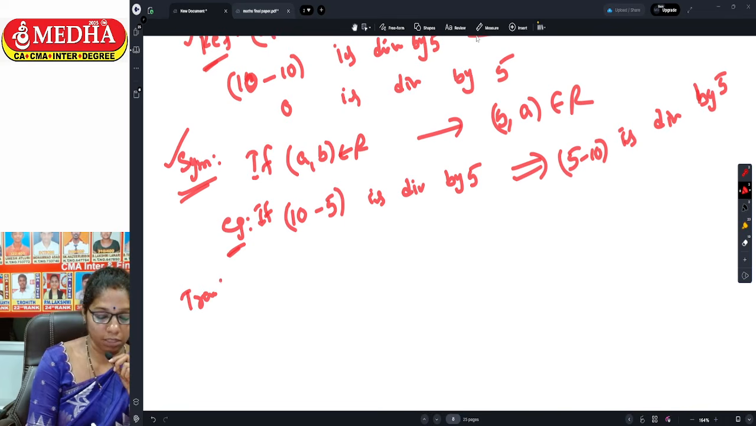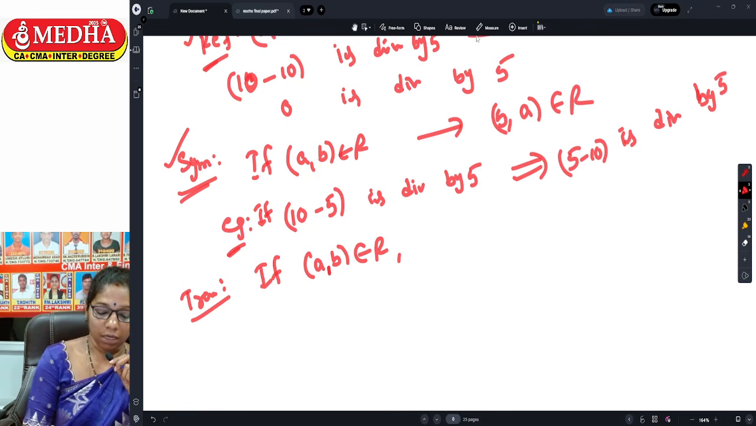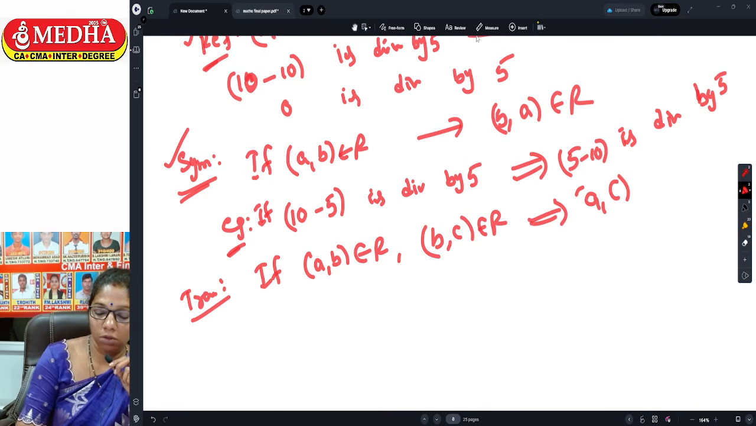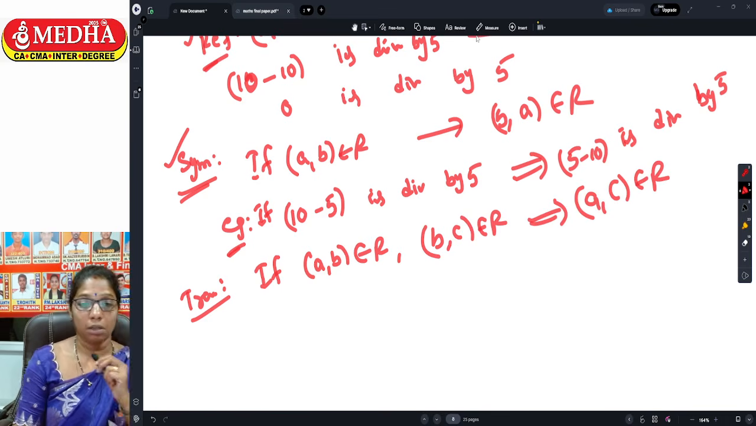And then transitive అండి. What is transitive relation? Transitive relation is if a comma b belongs to R and b comma c belongs to R, then a comma c belongs to R. If these two happen, a comma b belongs to R, b comma c belongs to R, then a comma c belongs to R and prove చేయాలి.